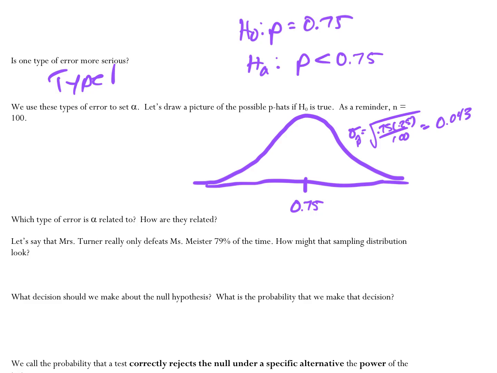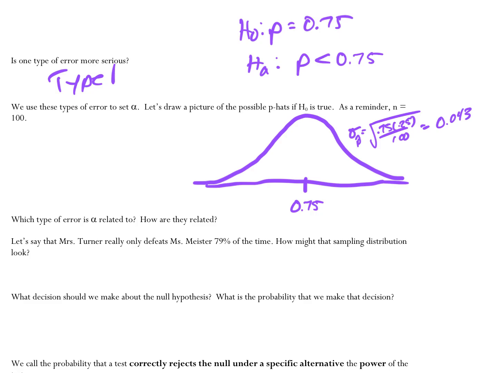So let's just say we take a random sample right now, and we get p-hat equals 0.73, so right about here. Are we going to reject our null hypothesis here? What about if I got 0.7? Probably not. 0.68, maybe. 0.4, definitely, right? Is everybody with me? Okay.